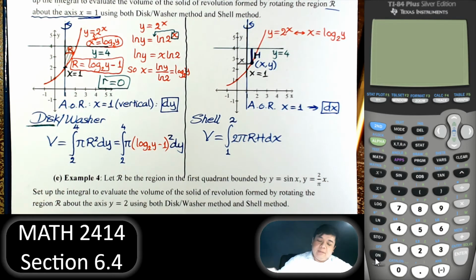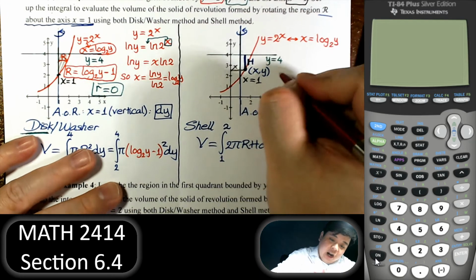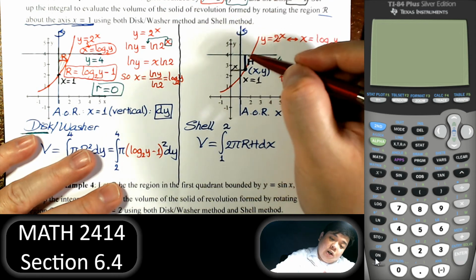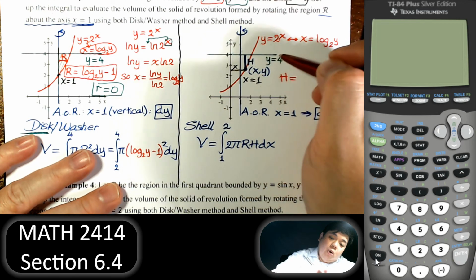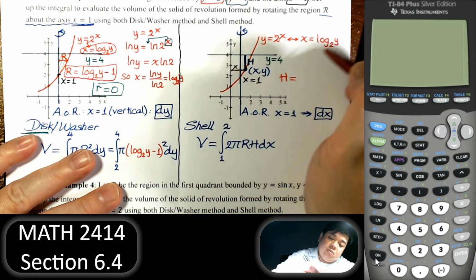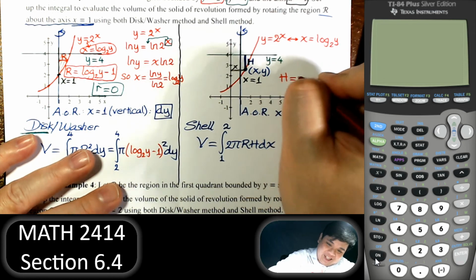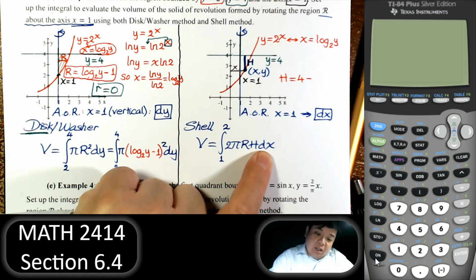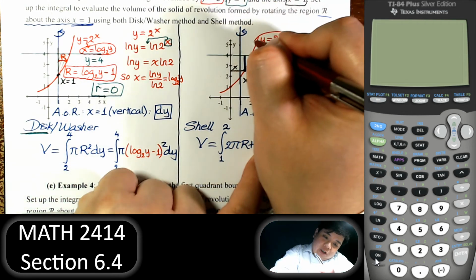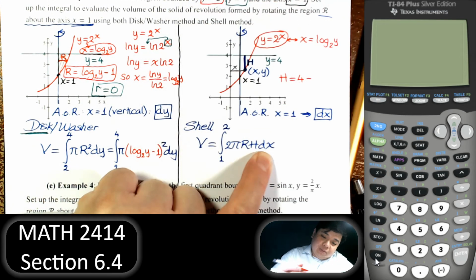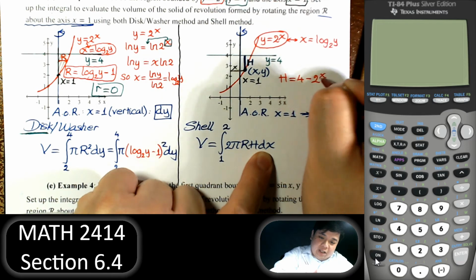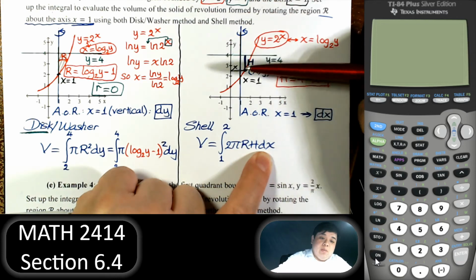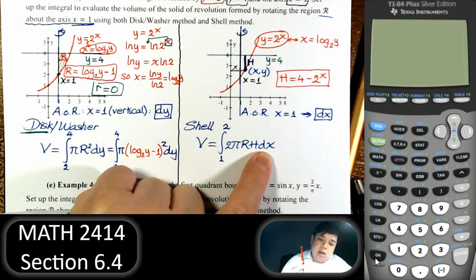Right. First, the h, the height. The height here is the function above minus the function below: 4 minus, we're going to use x here, so we have to use the function that has x in it. So 4 minus 2 to the x. Function above minus the function below.